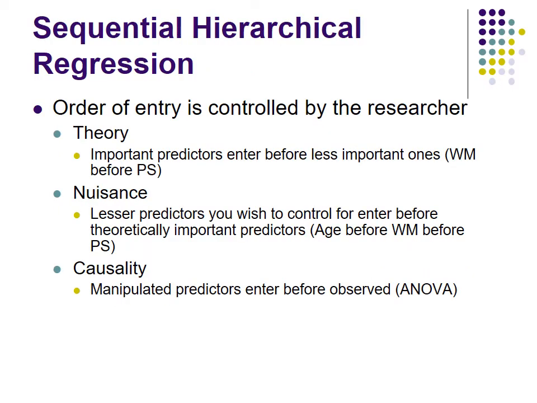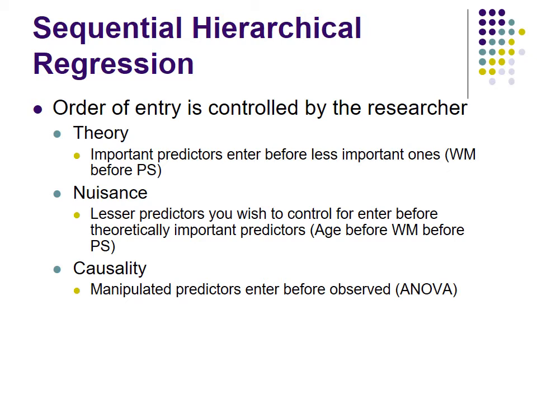And finally, we have sequential hierarchical regression, and that simply means that we've turned the decision making over to the computer. I'm sorry, let's back that up. I'm one slide ahead. So sequential hierarchical regression is what we're talking about. Hierarchical regression by its very nature is sequential. So sequential means that the order of entry is being controlled by the researcher.